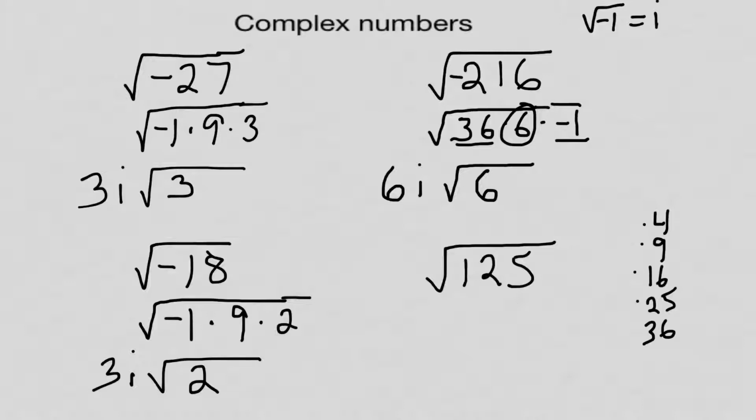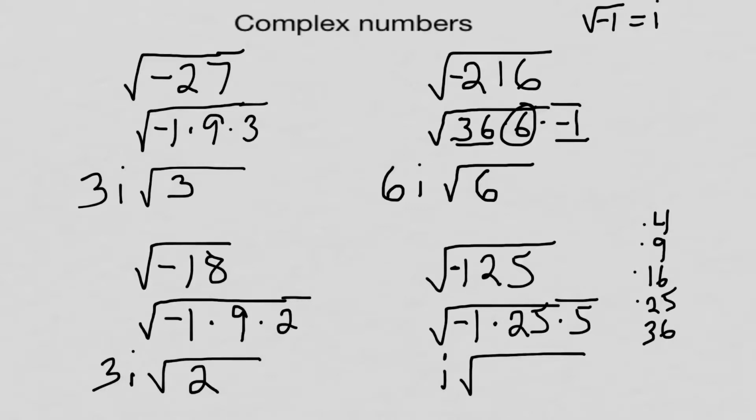I've got one more down the lower right-hand corner, -125. Going down my list, 4, 9, 16, 25. I know 25 goes into 125. I did mean to make this a negative, so it's going to be -1 times 25. 25 times 5 equals 125, so I'm going to make it times 5. Now I'm ready to solve. The square root of -1 is i. The square root of 25 is 5. And that leaves a 5 behind that we can't do anything with. So that's the answer for the square root of -125.